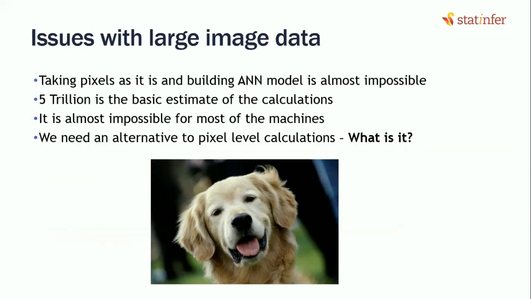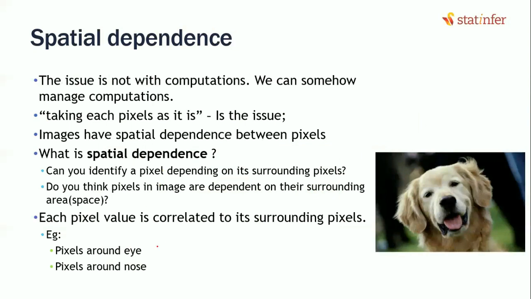Okay. We need an alternative to the pixel level calculations. Have you understood the pixels around the eye, pixels around the nose? Images have spatial dependence. Local correlation is there in the images. Have you understood that? That means pixels around a particular point are related to each other. Images have spatial dependence.